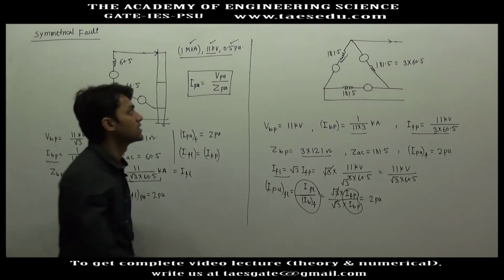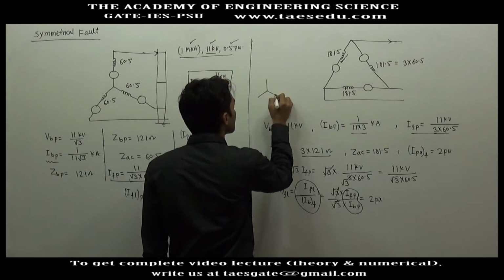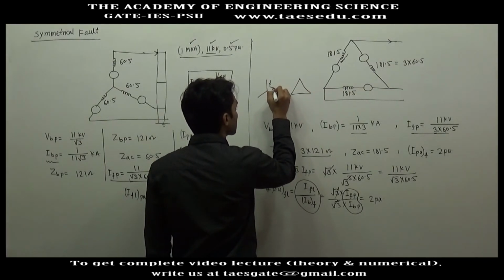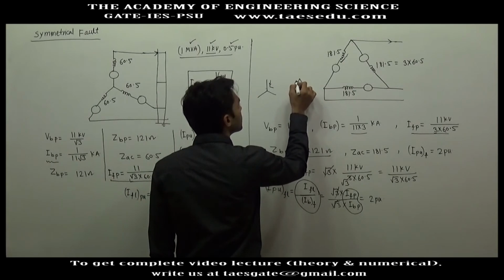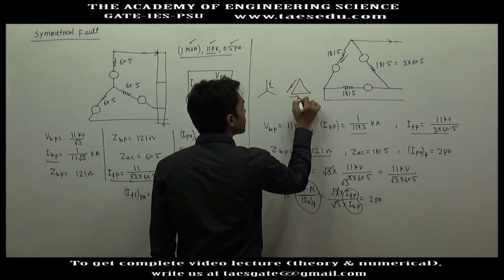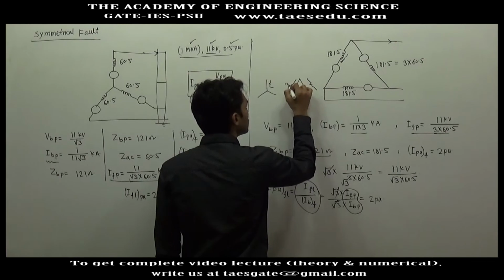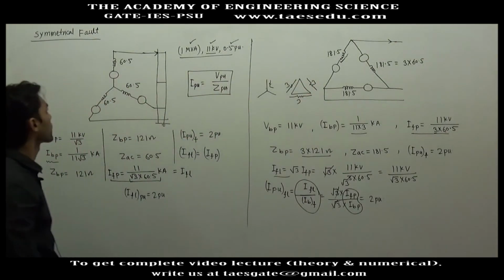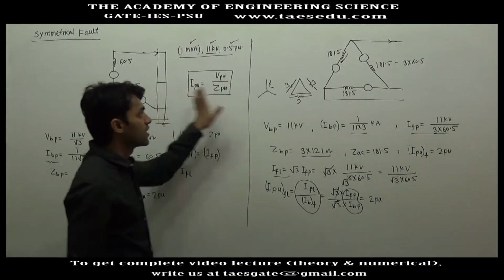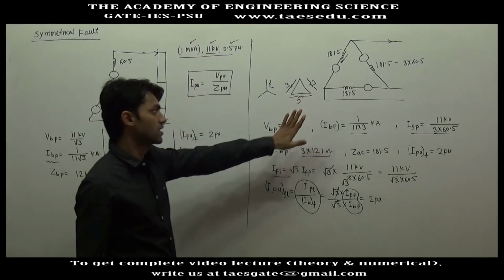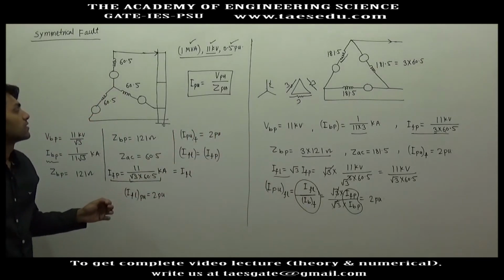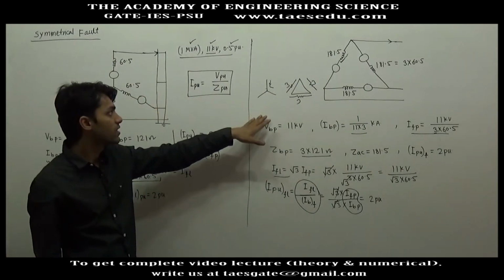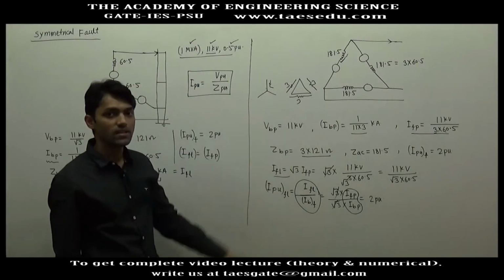You would have also studied that if you want to make star to delta conversion, here the resistances are 1 ohm. In case of delta, resistances or impedances get multiplied by 3. In the same way, here you have a star connected generator and here you have delta connection. So if you apply a star to delta conversion, each impedance will be multiplied by 3.